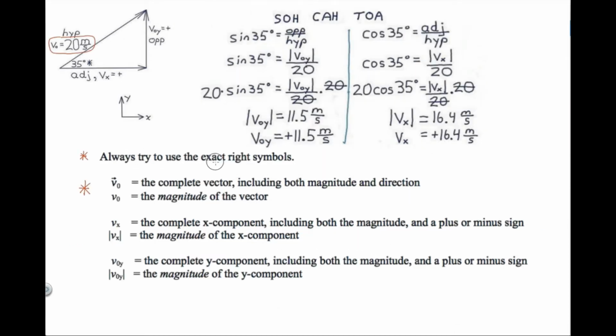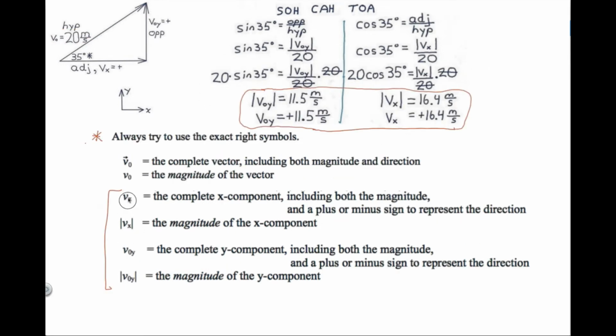Always try to use the exact right symbols. When you're dealing with an overall vector, a symbol written with an arrow on top stands for the complete vector, including both magnitude and direction. A vector symbol written without an arrow on top stands specifically for the magnitude of the vector. So, here I write the symbol v without an arrow on top, because this equation refers specifically to the magnitude of the velocity vector, 20 meters per second.